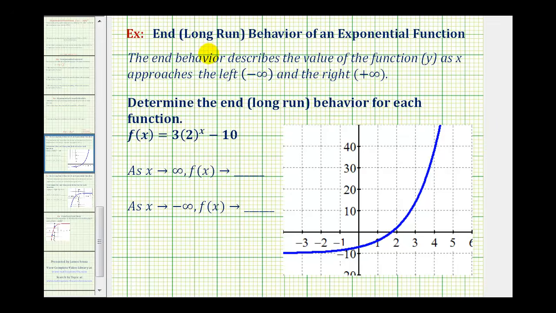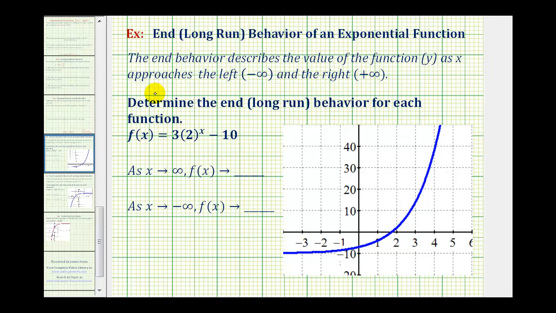Now we'll look at two examples of determining end behavior or long-run behavior of exponential functions. End behavior describes the value of the function, or the y value, as x approaches the left, or as x approaches negative infinity, and as x approaches the right, or x approaches positive infinity.